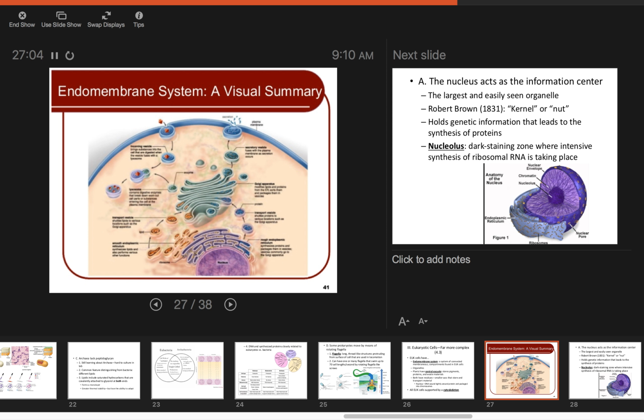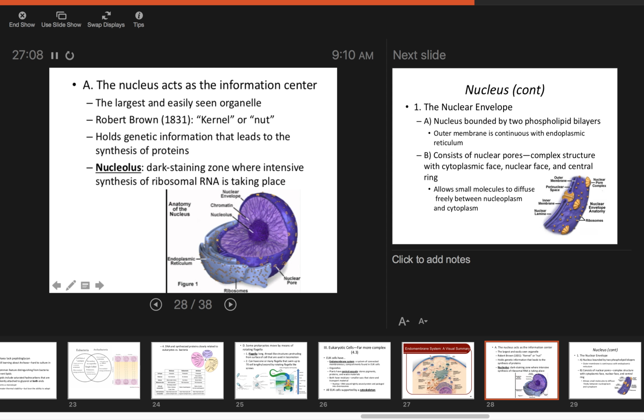So we'll talk about the different fates of a vesicle inside a cell too. But first up, the nucleus. It's the information center. I'm sure you were told it's the brain of the cell. Well, it just holds genetic information. It's the largest, easiest organelle to see when you look at your cheek cells.